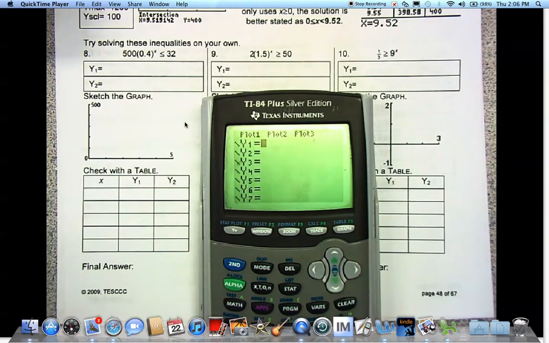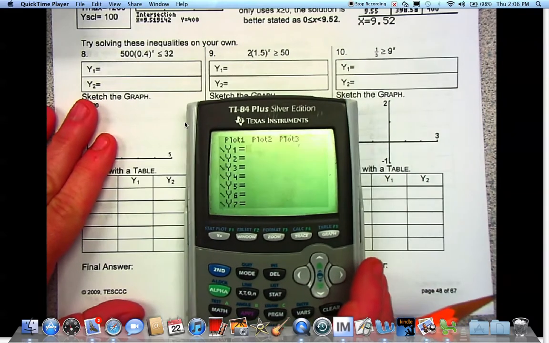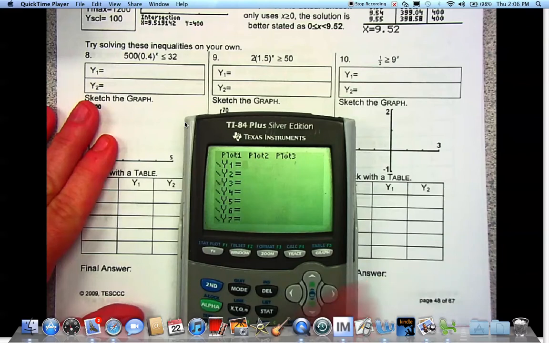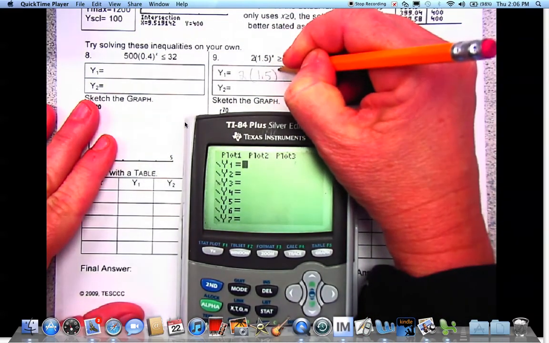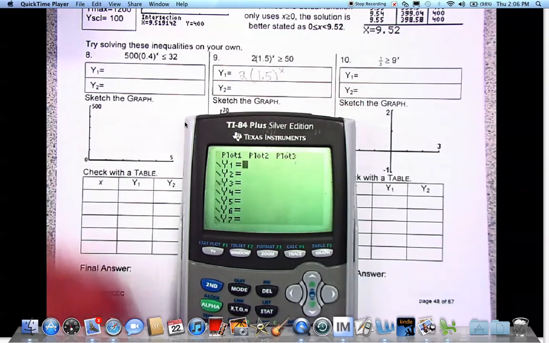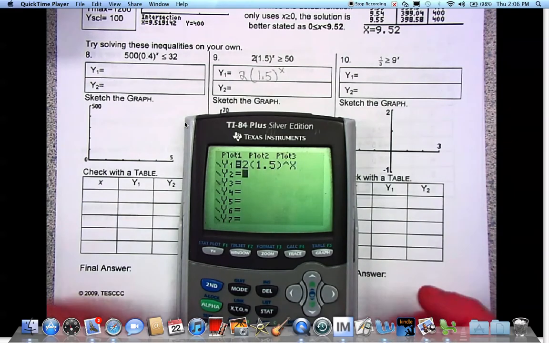Okay, clear everything out of Y1 and Y2, and then what are we going to put in for Y1? On number 9. 2 parentheses 1.5 to the, don't forget your rooftop, X. What goes in Y2? 50.